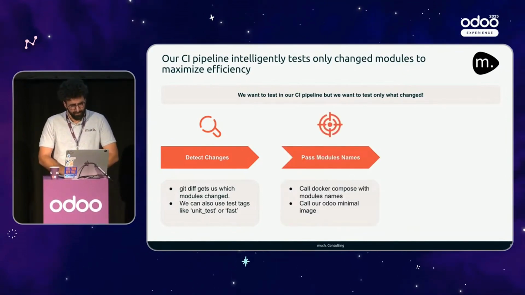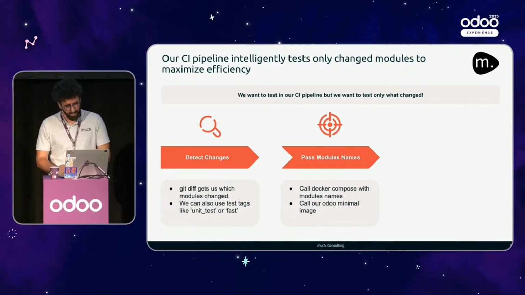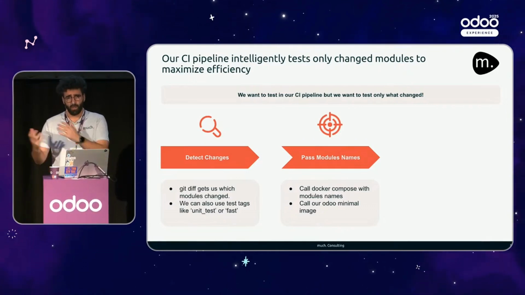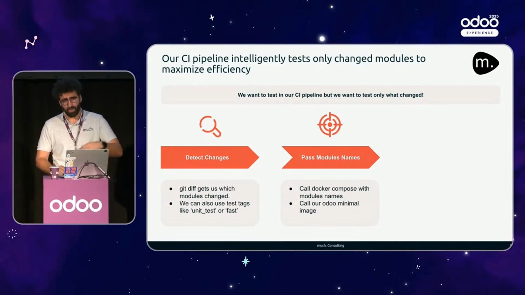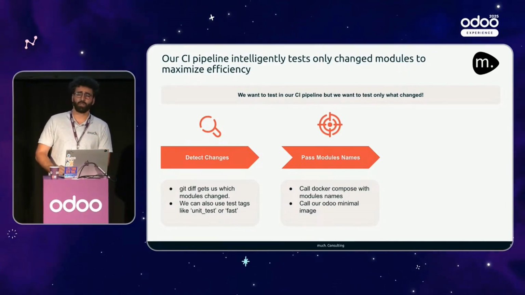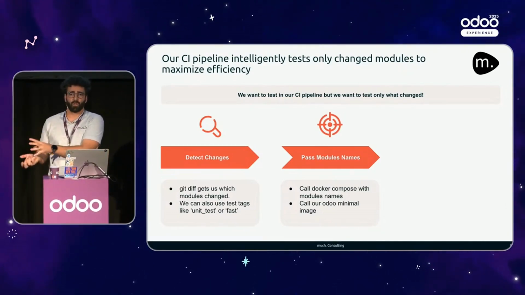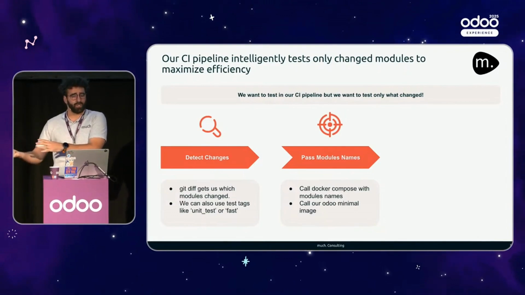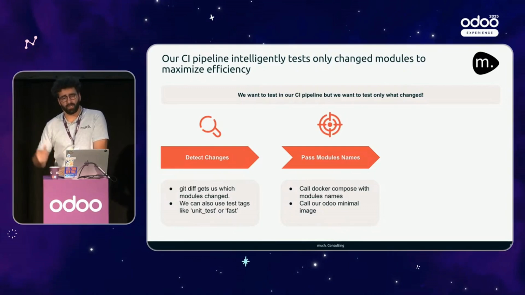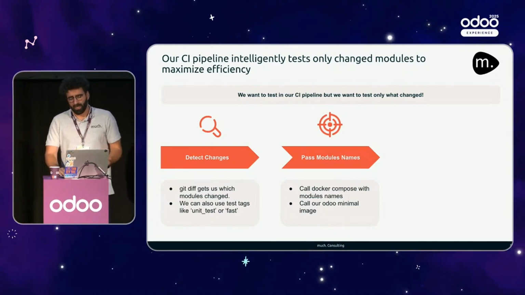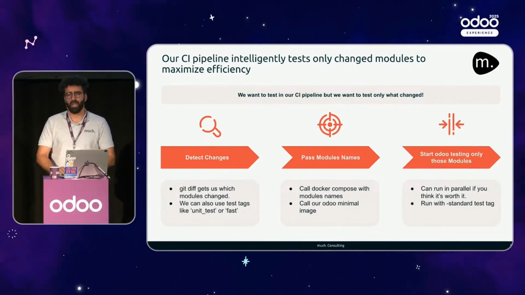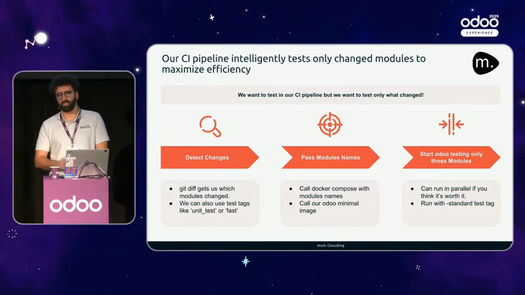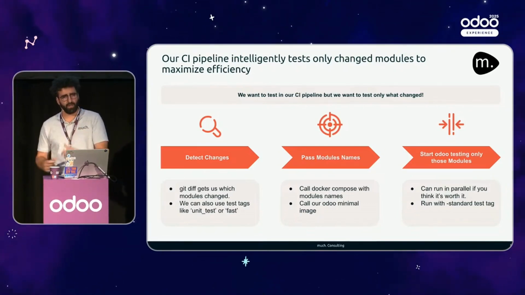Okay. Then pass these module names, call Docker compose, using this with as parameters. That will then use the Odoo minimal image that we talked about, and we use the names of these modules so it knows what to install, it knows which dependencies to install, and then basically our setup is running. If needed, it's not needed that much, to be honest, especially at this stage. We can run it in parallel.